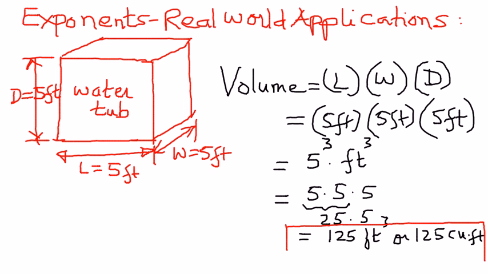We had a realistic problem, and we wanted to figure out the volume of a water tub which had a long side of 5 feet, a width of 5 feet, and a depth of 5 feet, and we used our exponents knowledge to figure out the volume of this particular water tub. So the water tub can contain 125 cubic feet of water, and this is how we can apply our exponential knowledge to some of the things which we see around us.